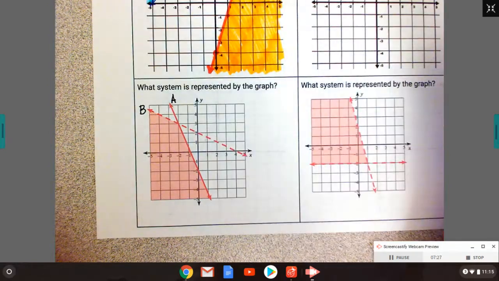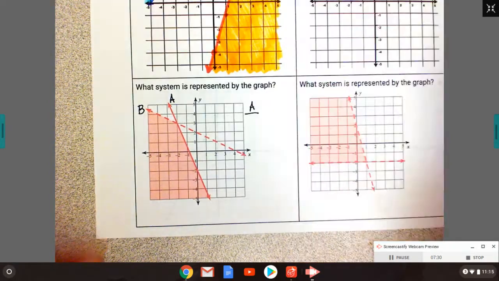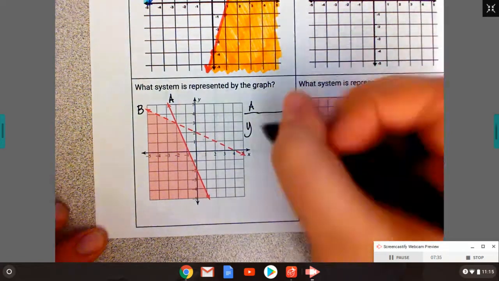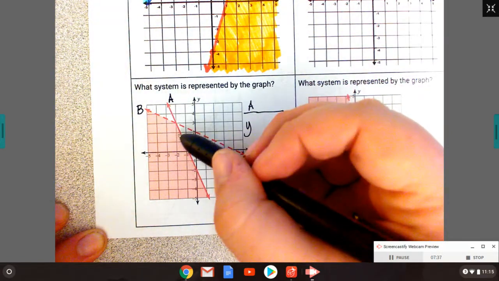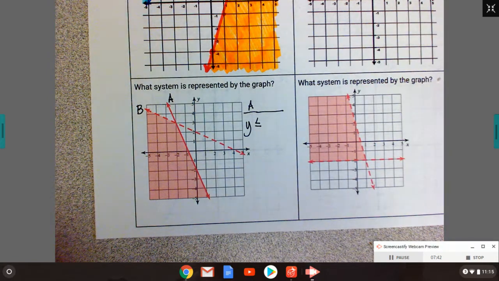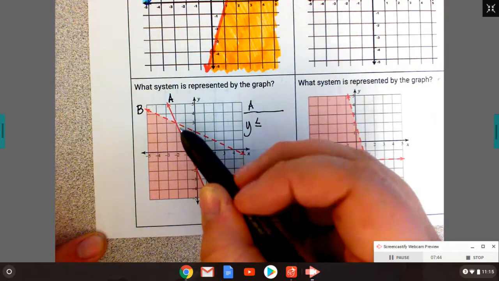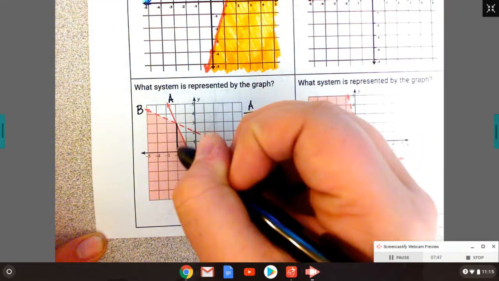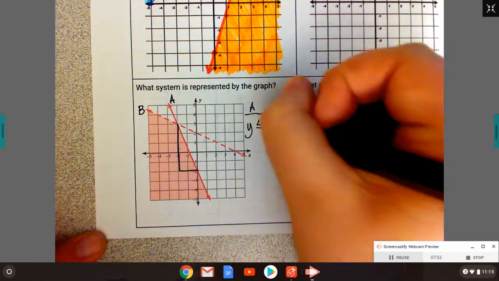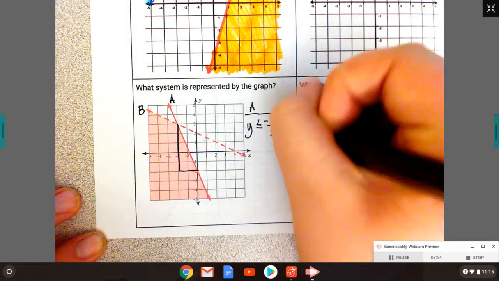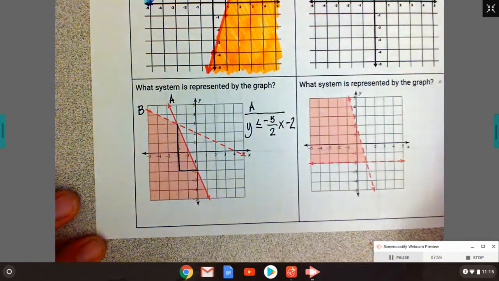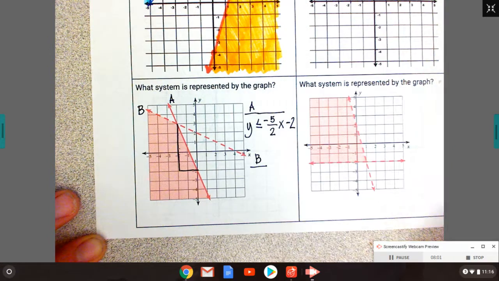So looking at this first line A, let's set up our boundary. Y is greater than or equal to. I know I'm going to have less than or equal to since it's to the left and it's bolded in. I've got a slope of, down 1, 2, 3, 4, 5, right 2. So -5/2 x. And our intercept here was at -2. There's our first line.